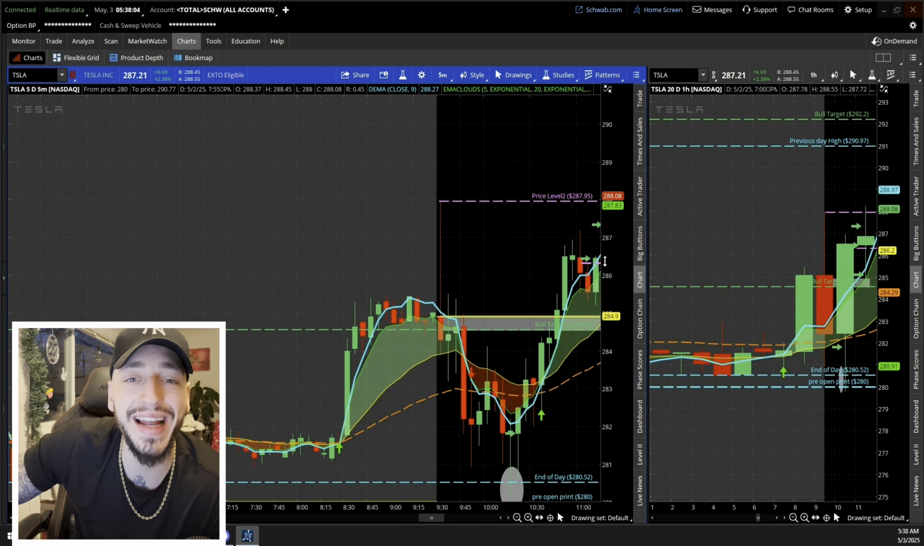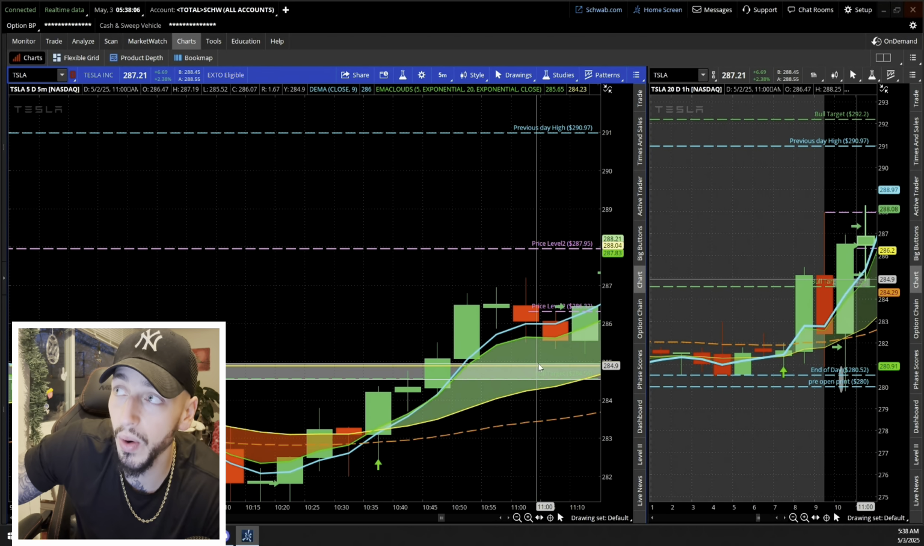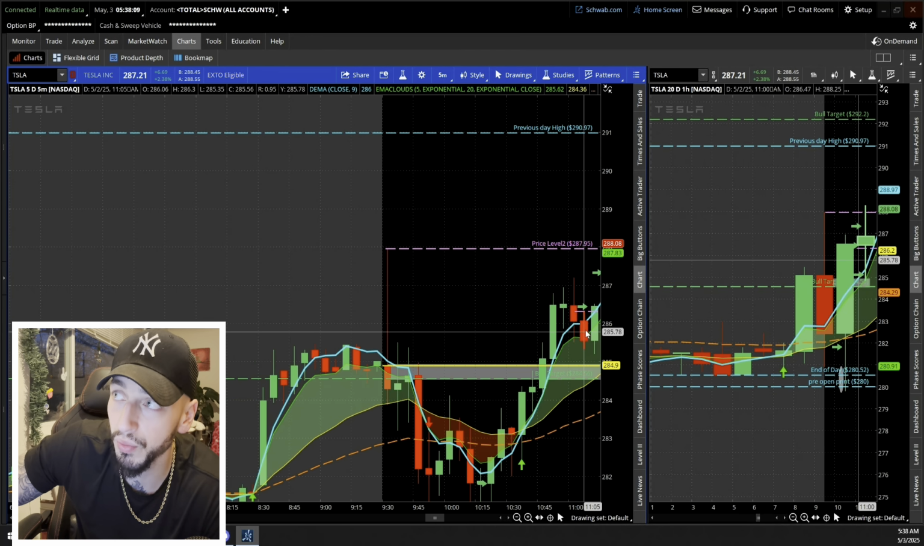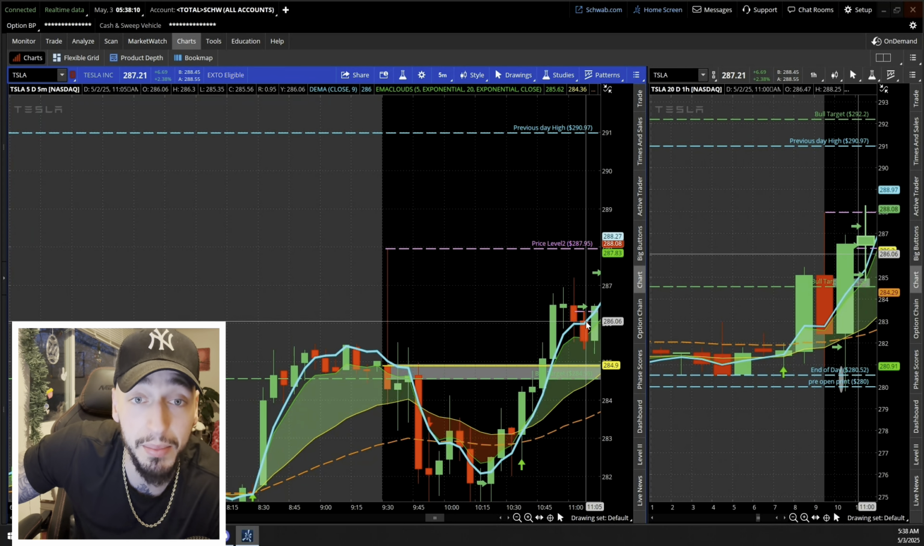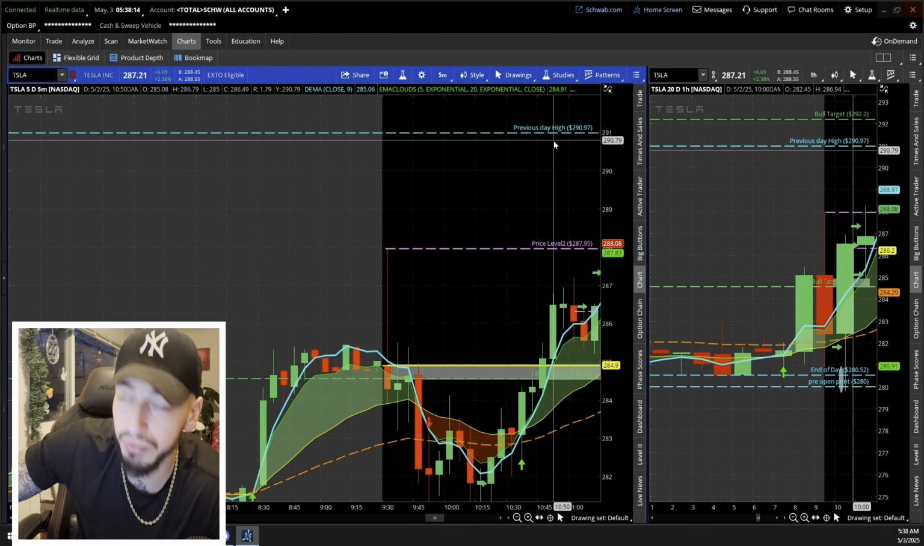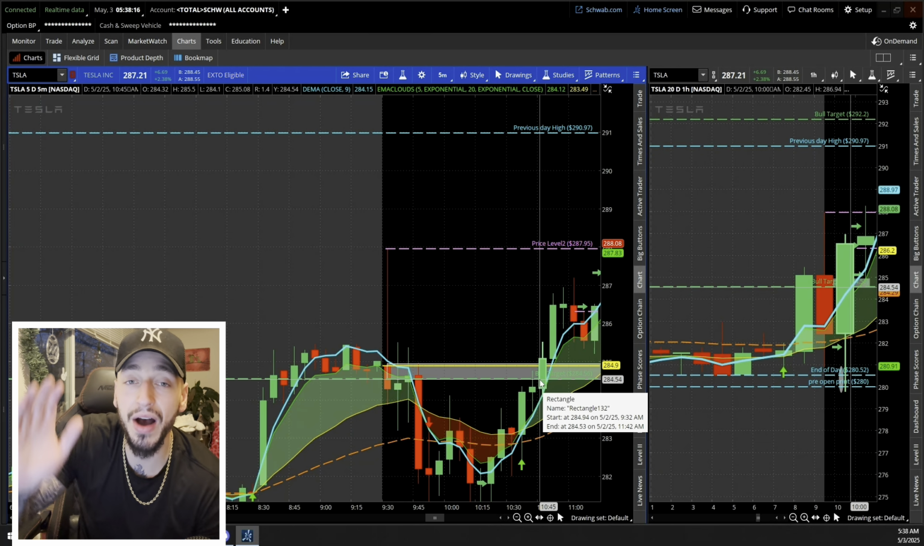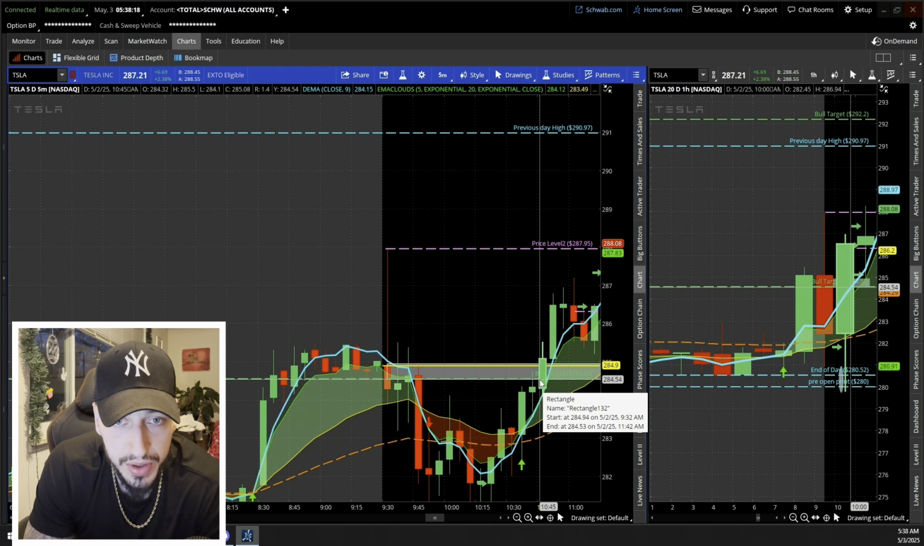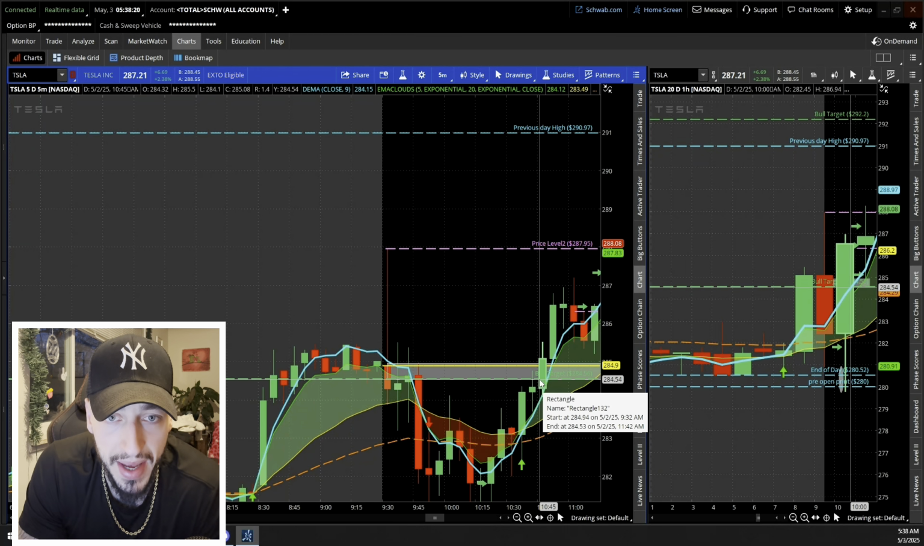I watch for the next one, and this is exactly what we get off open print. Red bar ignored. I'm in the market long, targeting high of day, targeting previous day high. So now is where we introduce the 9D EMA, okay?